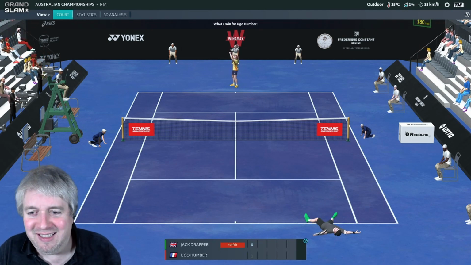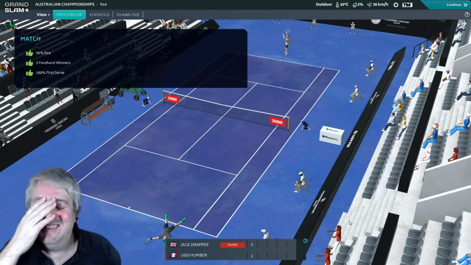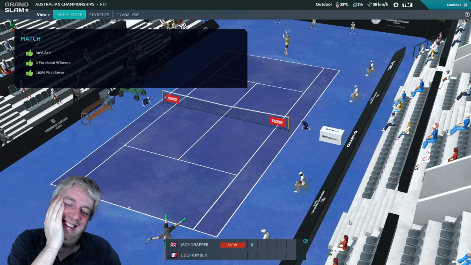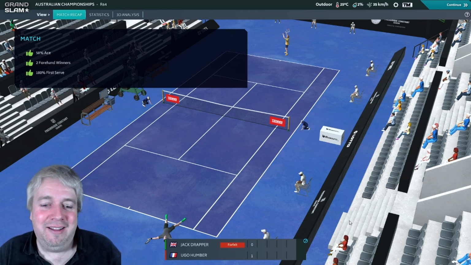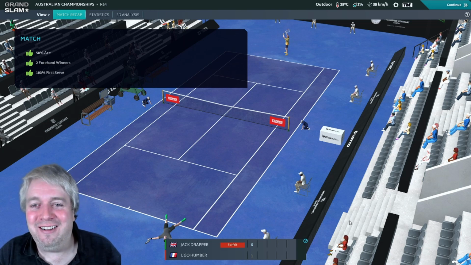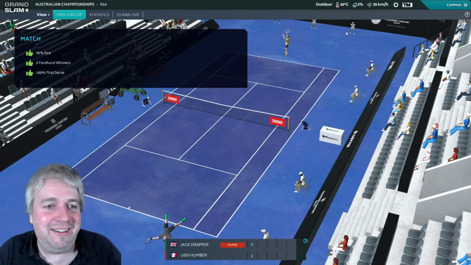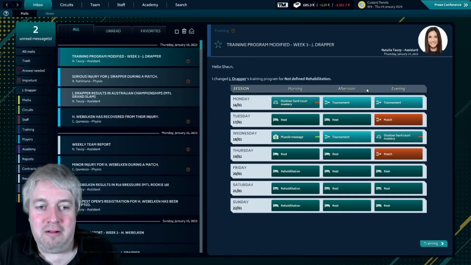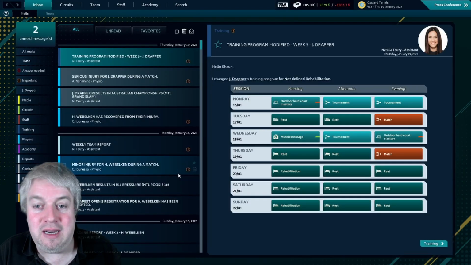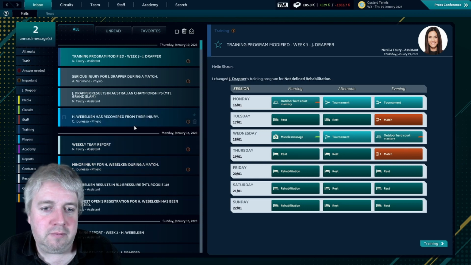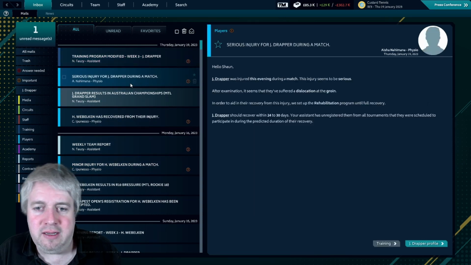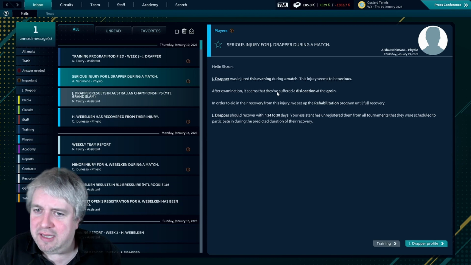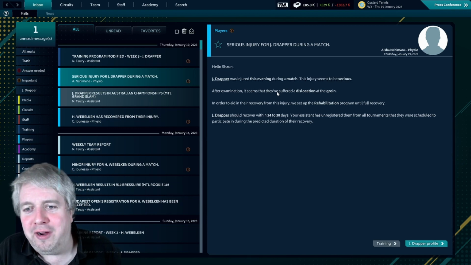Oh God, he's died. Oh my God, the way he went down. Shot from the crowd. And look at him celebrating, the cock. My God. Right, well, that's a bit of a bloody disaster, isn't it? We're going to have to see what's happened. Serious injury. Jesus. So he was injured during a match. The injury seems to be serious. He has dislocated his groin.